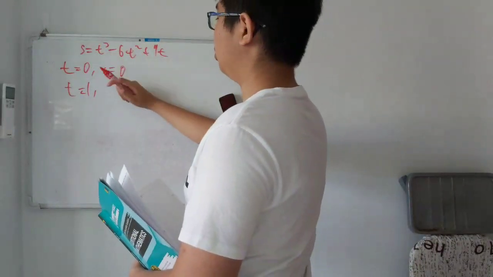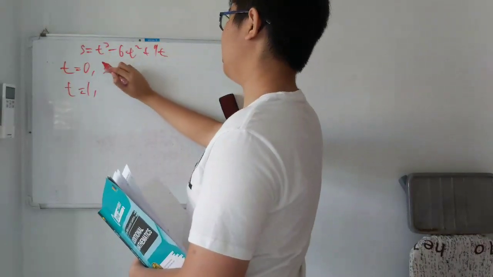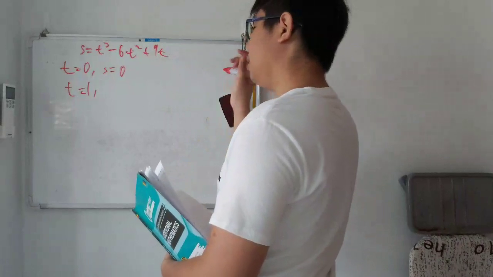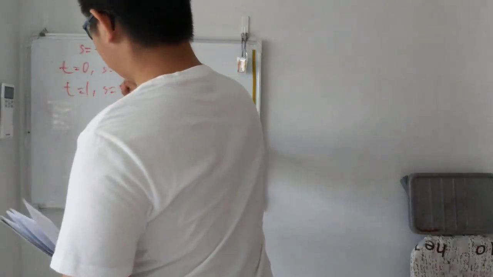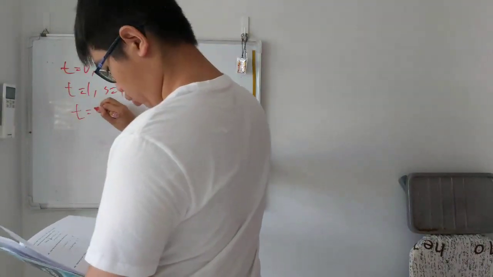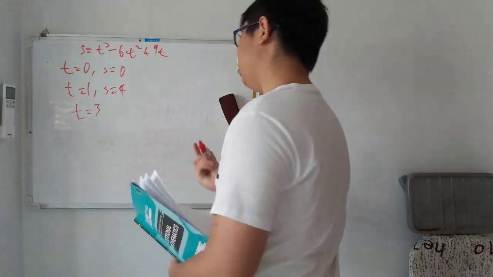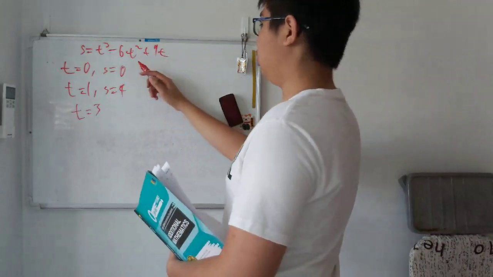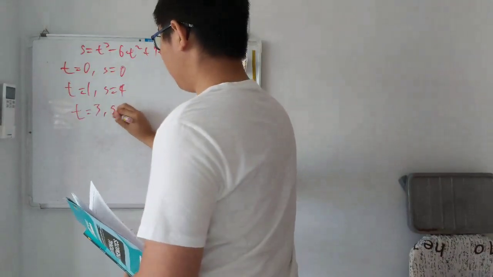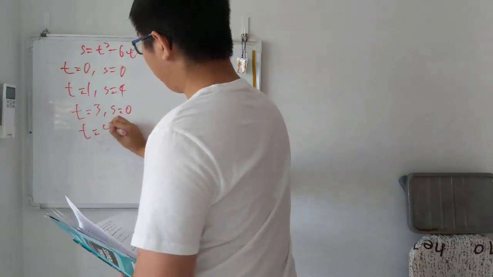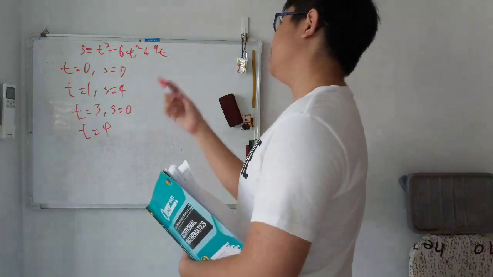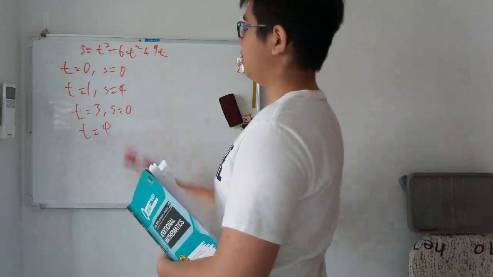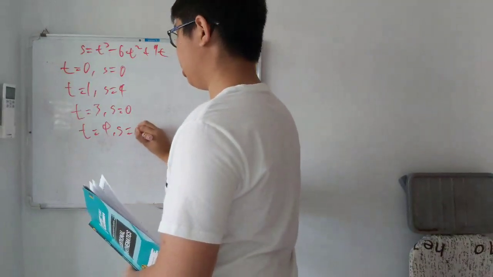So let's work out s ourselves. It's just 1 minus 6 plus 9, which is 4. So s equals 4. At t equals 3, we need to work this out. This will be 27, this will be 54, this will also be 27. So s equals 0. At t equals 4, this is 64, this is 96, minus 96, so negative 32 so far, plus 9 times 4, 36. So s is also equal to 4.